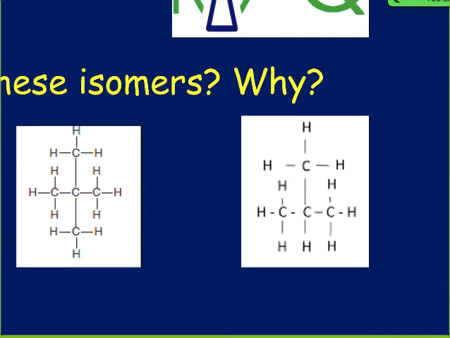So thumb up if you think it is, thumb down if you think it's not. Okay, good job. Reason being, this has 3 carbons in a main chain, whichever way you decide you're going to look at it. This is only 1 branch, whereas this has 2. They're not isomers.